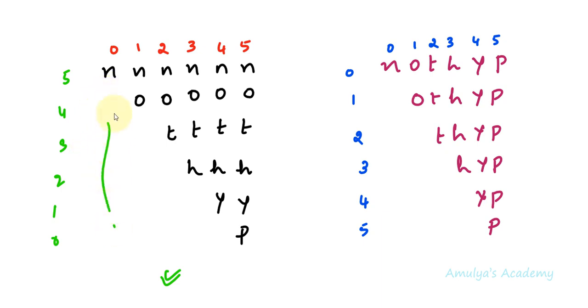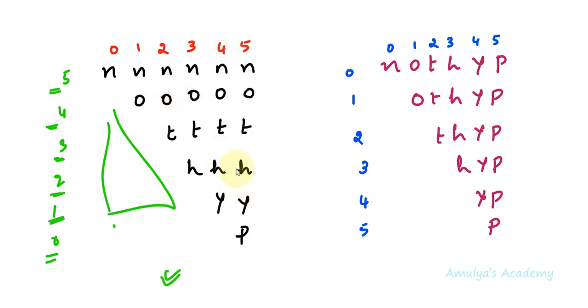Next, in this pattern, first we want to print space. So let's see how many spaces we want in each row. At row 5, we need 0 space. At row 4, we need 1 space. At row 3, we need 2 spaces. At row 2, we need 3 spaces. At row 1, we need 4 spaces. And at row 0, we need 5 spaces.